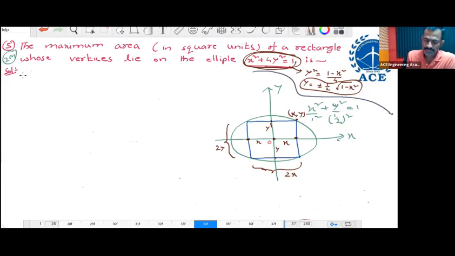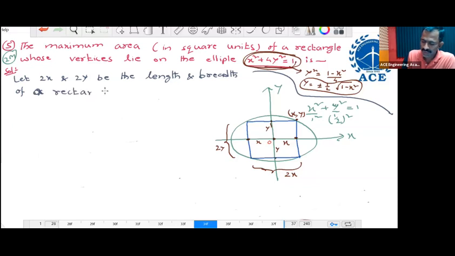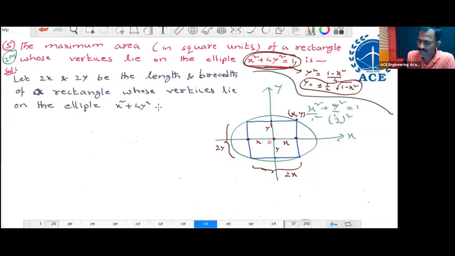Now we are doing the problem in the solution. Let 2x and 2y be the length and breadth of a rectangle whose vertices lie on the ellipse x square plus 4y square equal to 1 only.